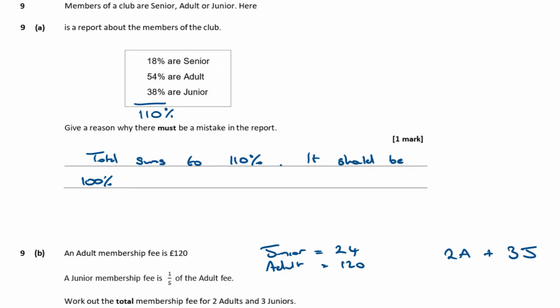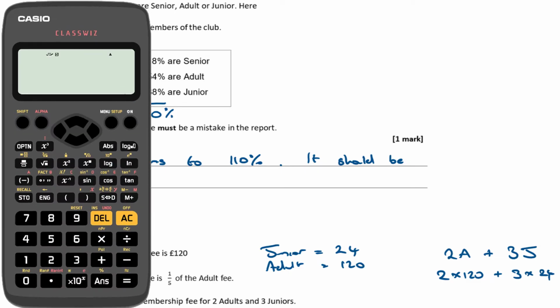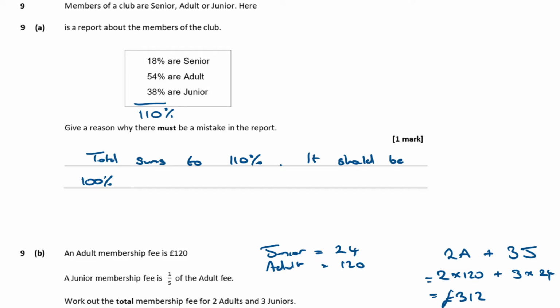Okay, and so we need 2 lots of 120 and 3 lots of 24, and just type that straight into the calculator. So 2 times 120 plus 3 times 24. If you've got a decent calculator, it will know BIDMAS, so it will know when to do the adding and the multiplying. That comes to 312. Okay, so that's the total then. The total membership fee for 2 adults and 3 juniors is going to be £312.